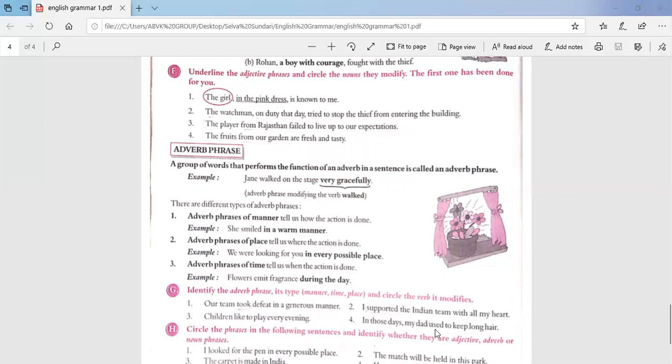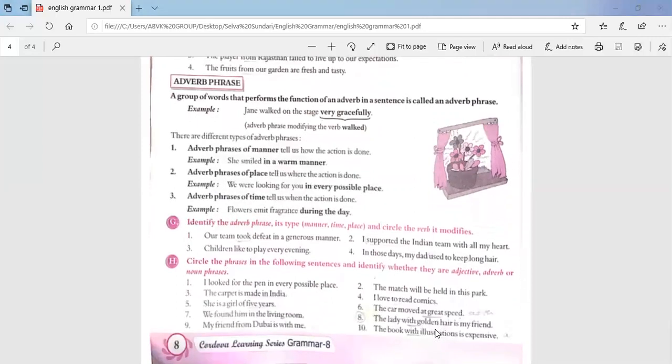In those days, my dad used to keep long hair. So in those days, what did he do? He used to keep long hair. So used to keep is the verb. When? In those days. That is telling about the time. So this is an adverbial phrase of time.